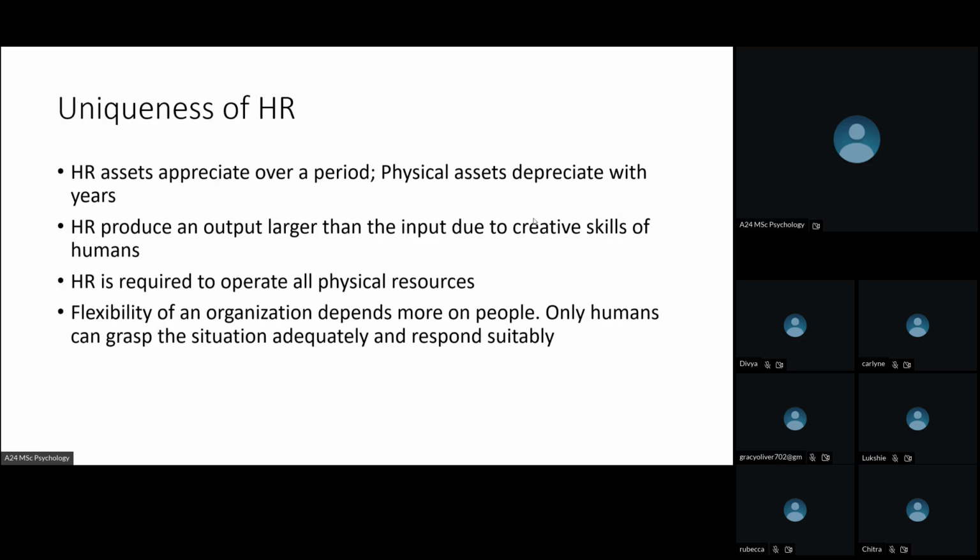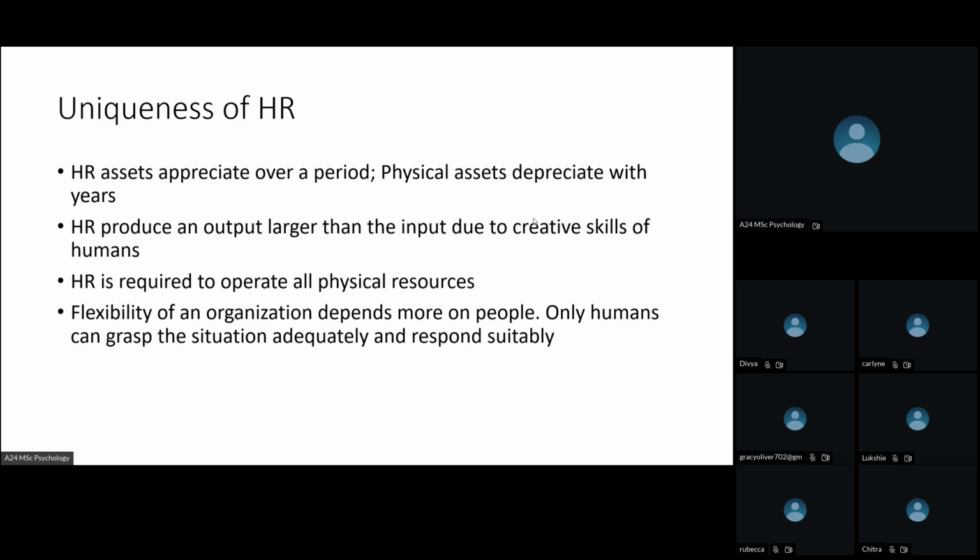And the next point is that human resources are required to operate all physical resources, no matter the amount of physical resources that you deploy in your organizations. However many machineries we buy and store in our company, it requires a human to operate it. At least to switch on the system, we need a human resource. So that is one thing that is unique about HR.